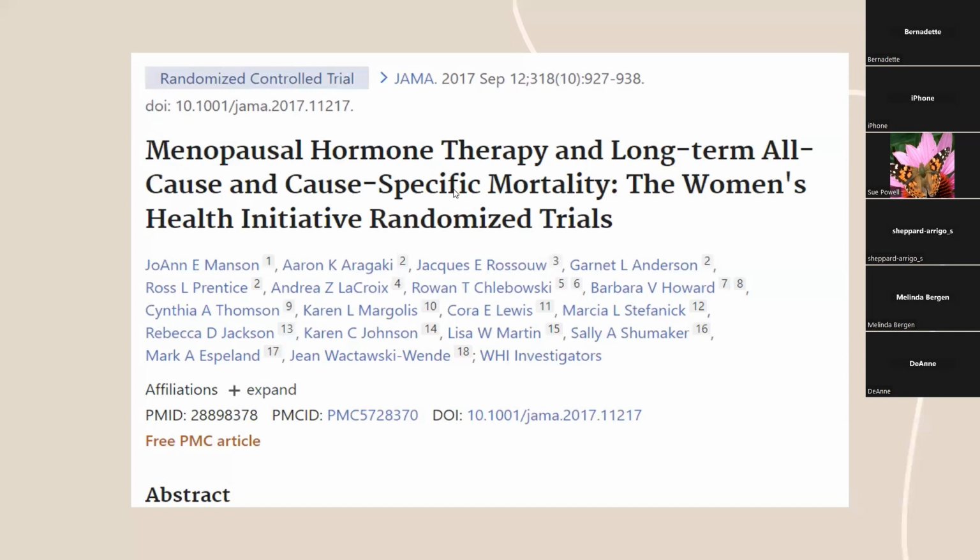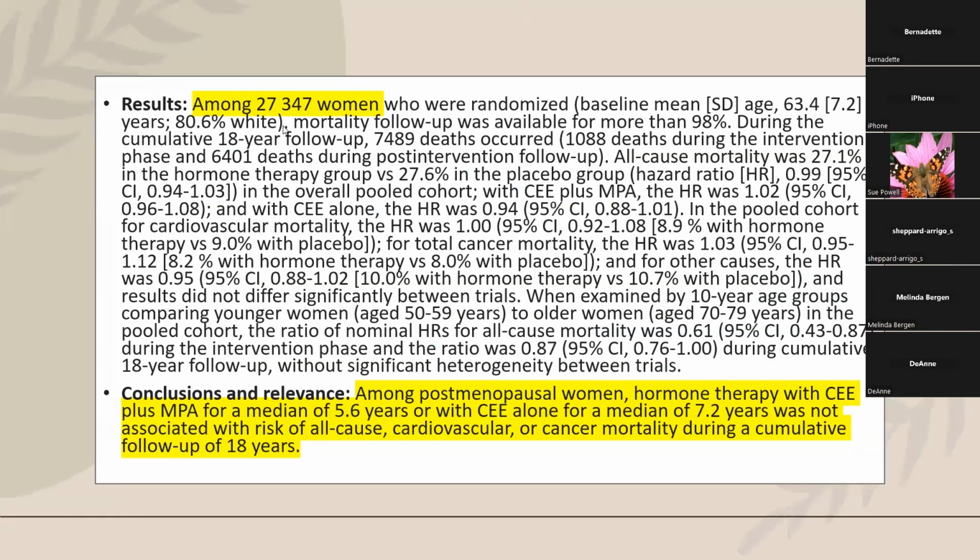And what they found among the 27,347 in that original study, that hormone therapy with conjugated equine estrogen and medroxyprogesterone acetate for a median of 5.6 years, or conjugated equine estrogen alone for a median of 7.2 years, was not associated with risk of all-cause cardiovascular or cancer mortality during the cumulative follow-up of 18 years. So they continued to follow those women after that study was stopped and found that women were not dying earlier. They weren't having more cancer or cardiovascular disease than the women that were on the placebo in that study.